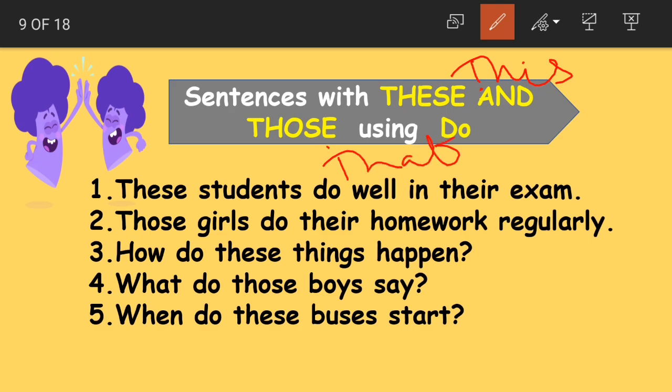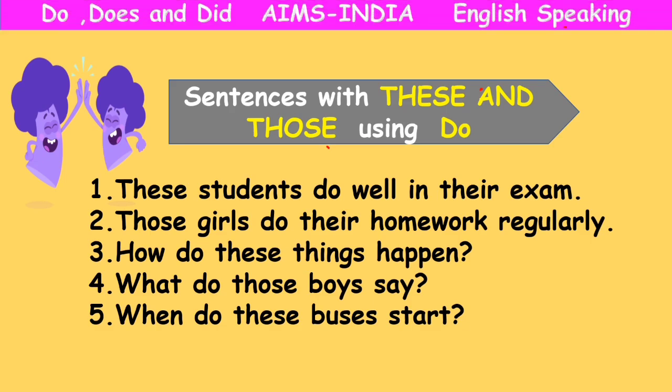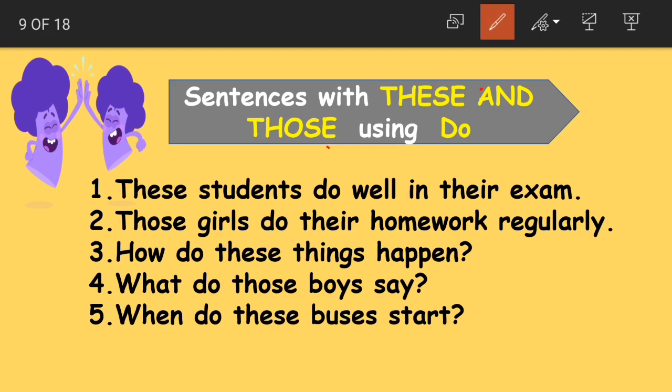Okay, children, because we are talking about do and don't, I have mentioned only these and those, because these and those must again be addressed with do and don't. We are going to discuss that in the coming classes, coming slides. Clear, children? Now, sentences with these and those. These students do well in their exam. See here, these students, some students who are near to the teacher.